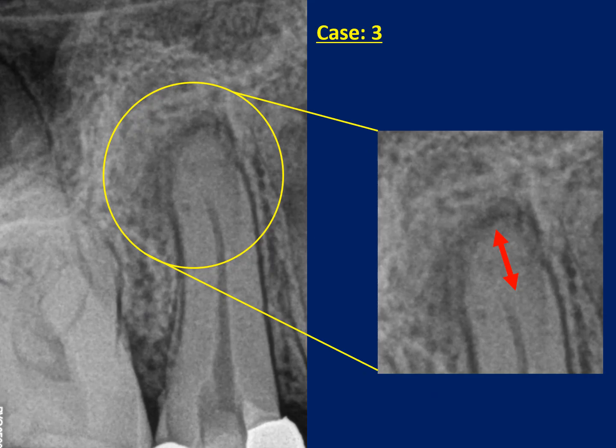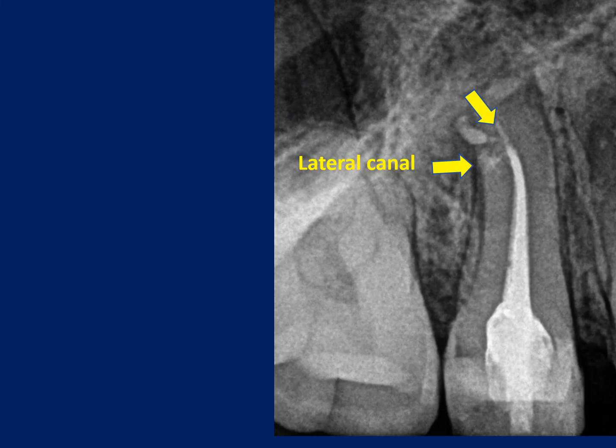Case 3, we can see here in the maxillary second premolar, the apical region has an obscure anatomy, and the root canal in the apical 2 to 3 millimeters has been lost. After treatment, you can see that there is a lateral canal and extrusion of sealer, indicating that the apical foramen has been changed here.